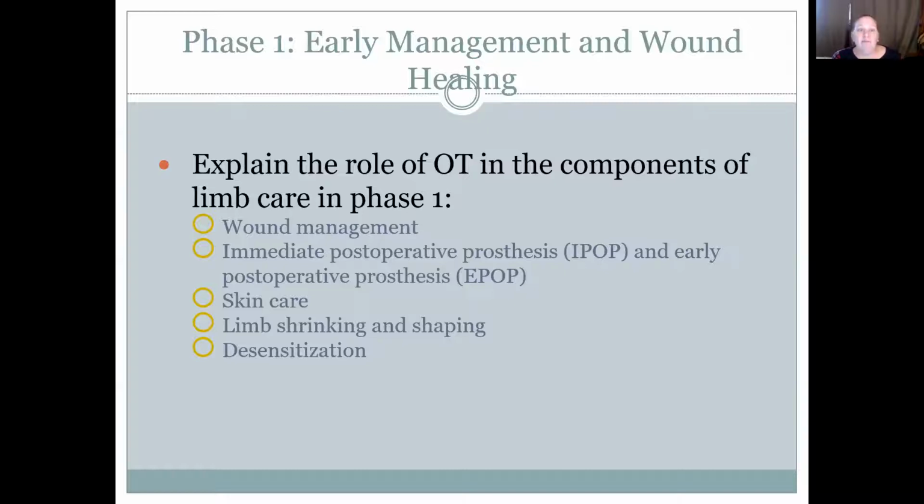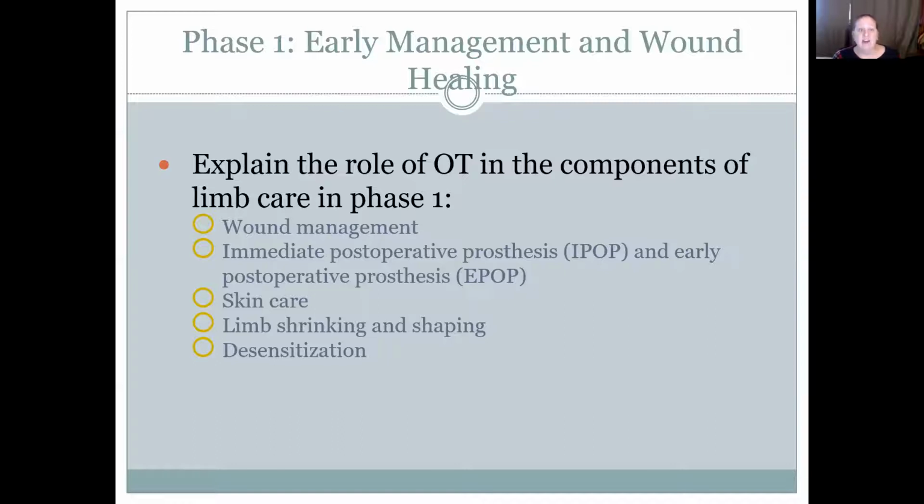And then we have immediate post-operative prosthesis and then early post-operative prosthesis, okay? Sometimes doctors want something immediately on a residual limb so that it feels and represents a prosthesis for a client. And then you have early post-operative prosthesis, which may come, you know, a week or 2 later.